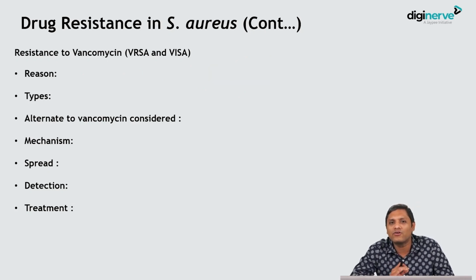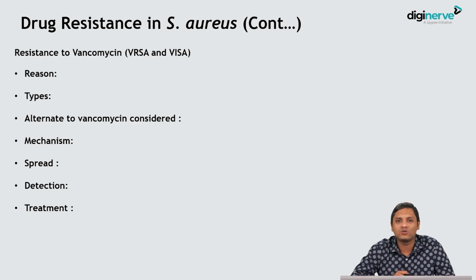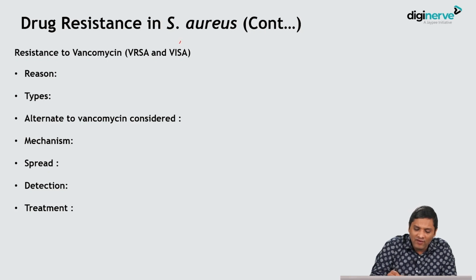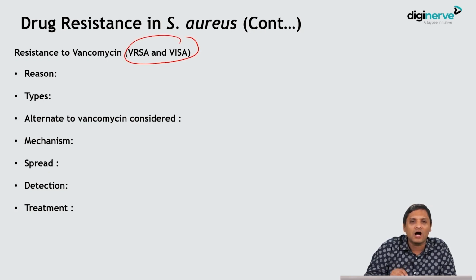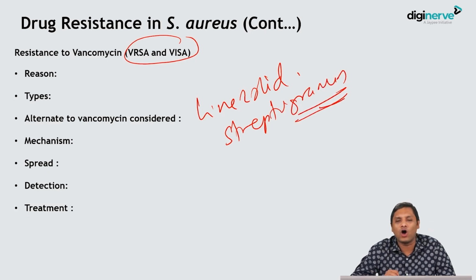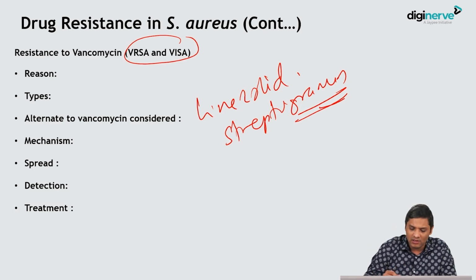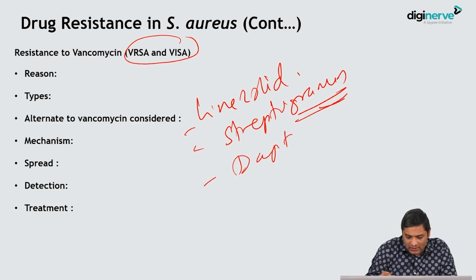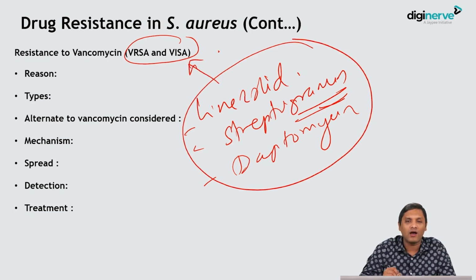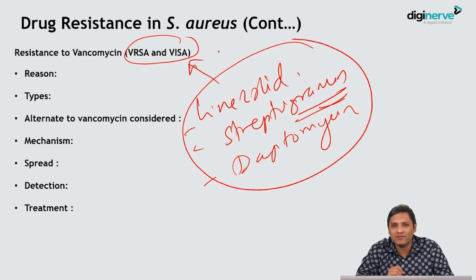So now we will see how you will treat VRSA and VISA infections. When you have VRSA and VISA, you should consider alternatives to vancomycin for treatment, like linezolid, streptogramins, what we have discussed, like quinupristin and dalfopristin. You can also go for daptomycin. So these are the various drugs which can be given for treatment of VRSA and VISA infection.